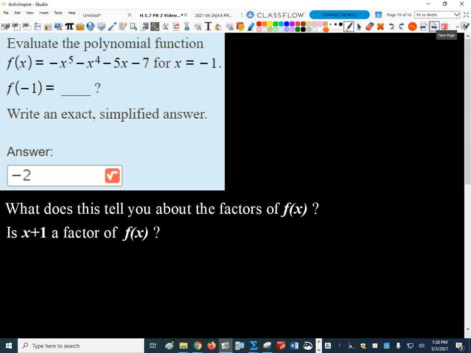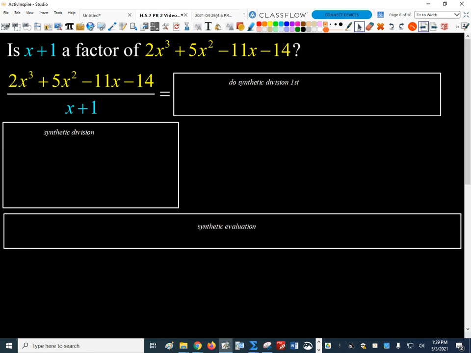So that's what we get. So what's that tell you about f of x? Is x plus 1 a factor of f of x? Hold that thought. We'll come back to that one. Okay, so let's scoot back here then. Let's go back to this example. We've done 2. I want to do one more.